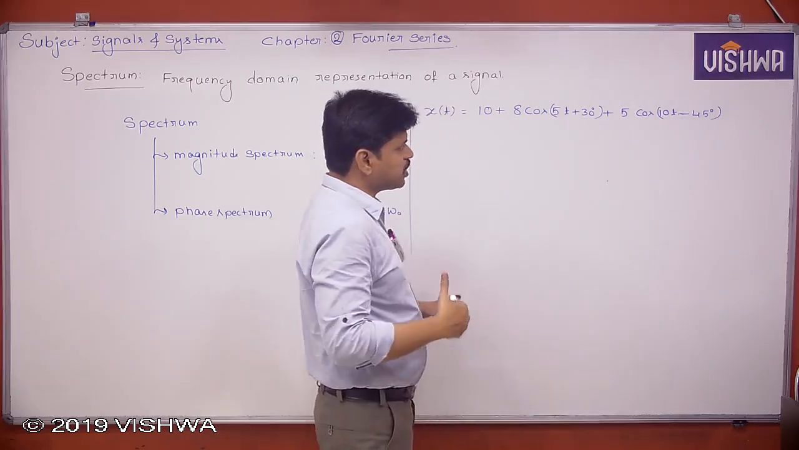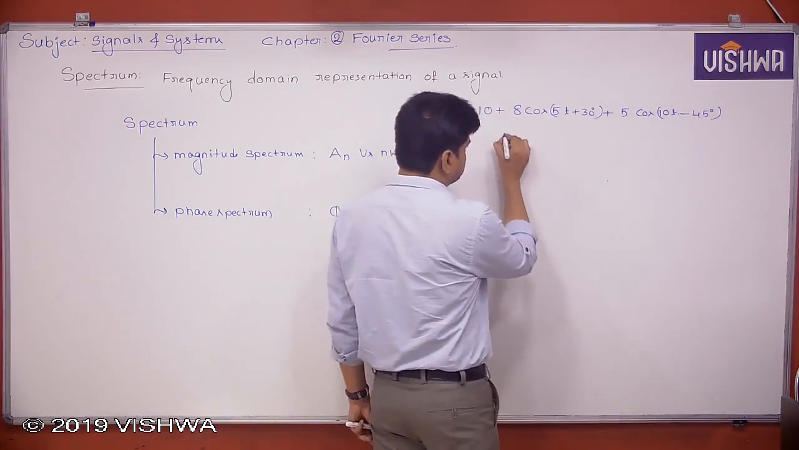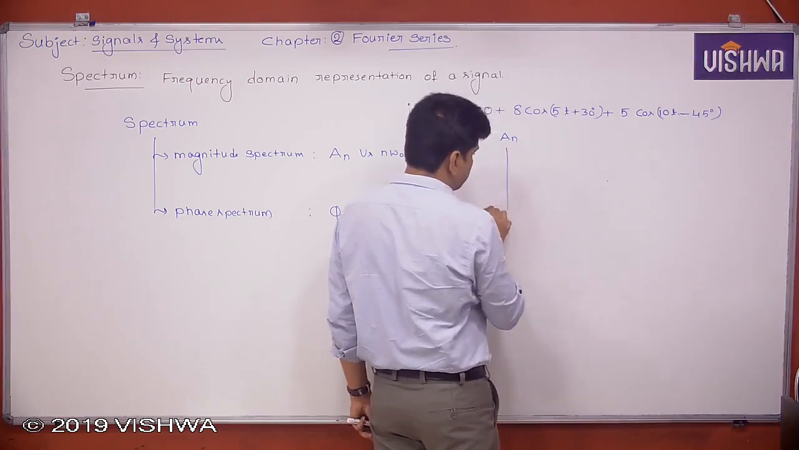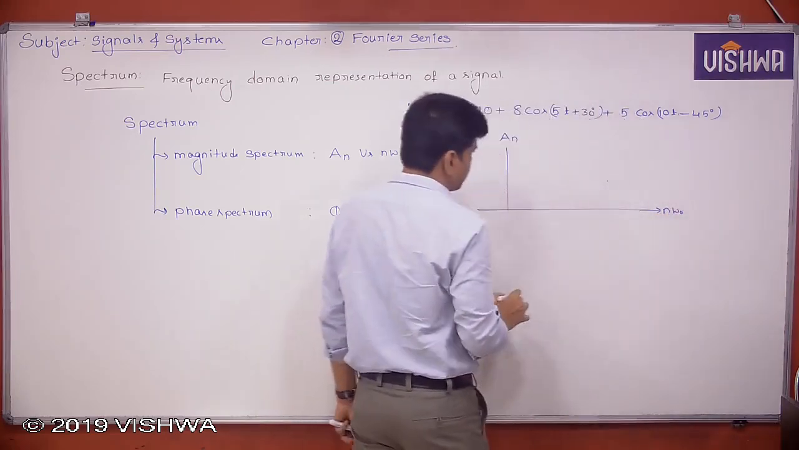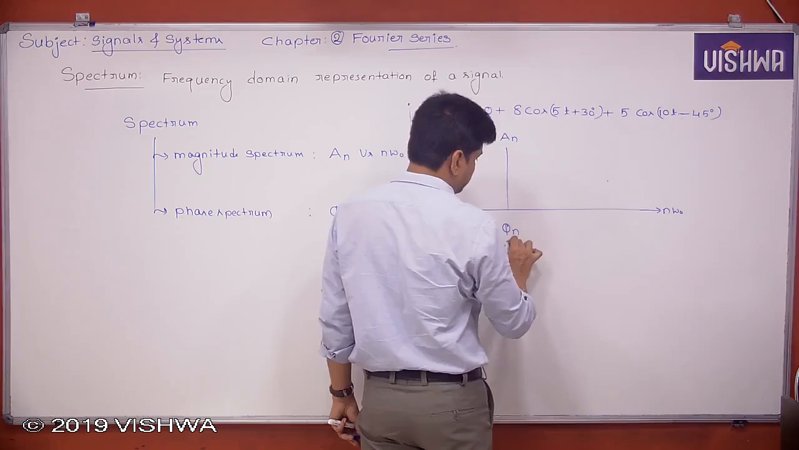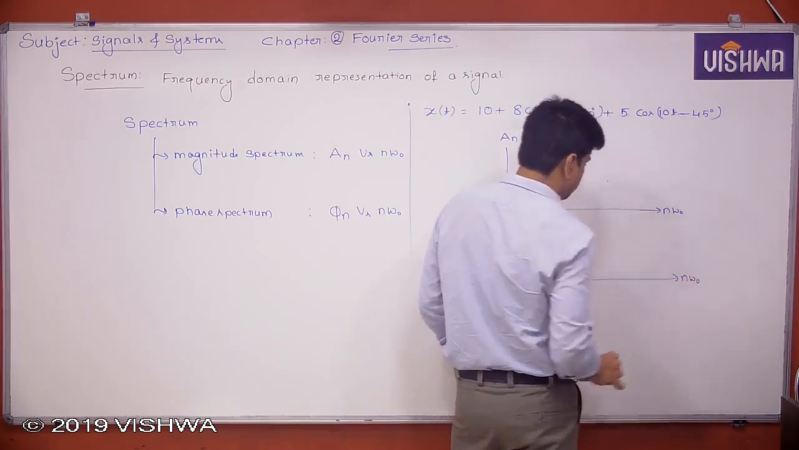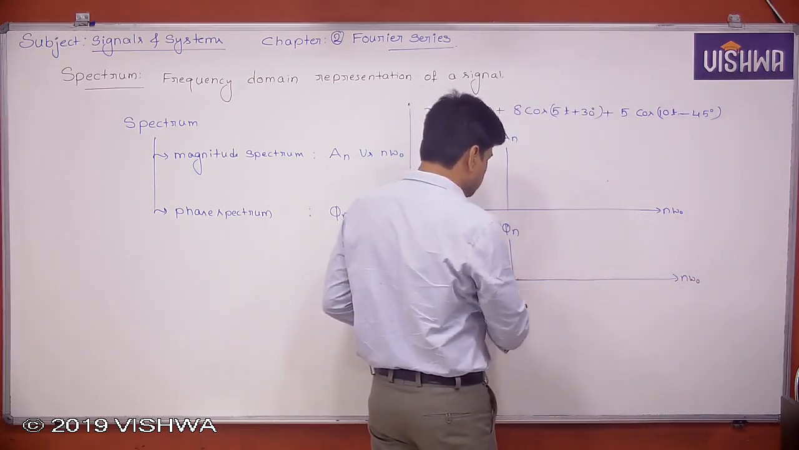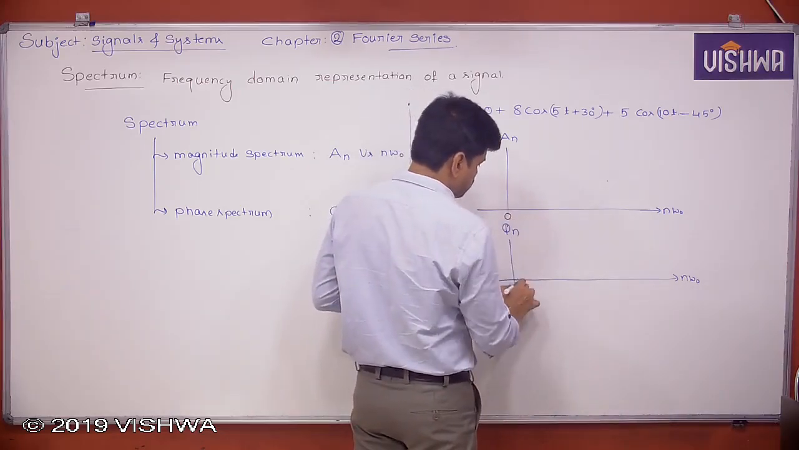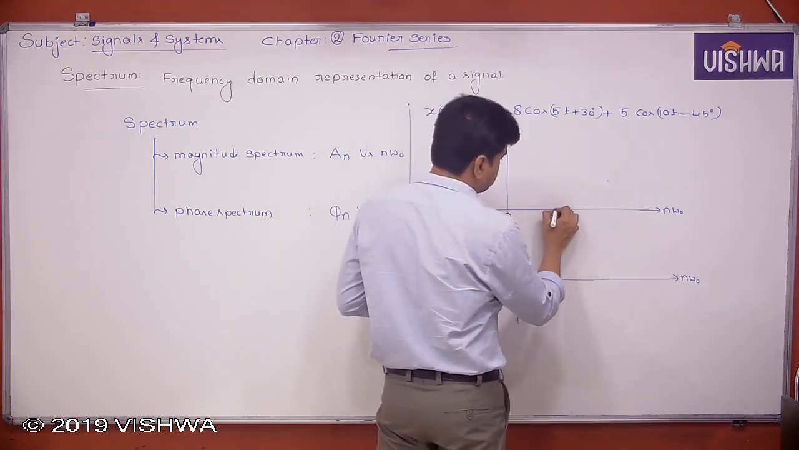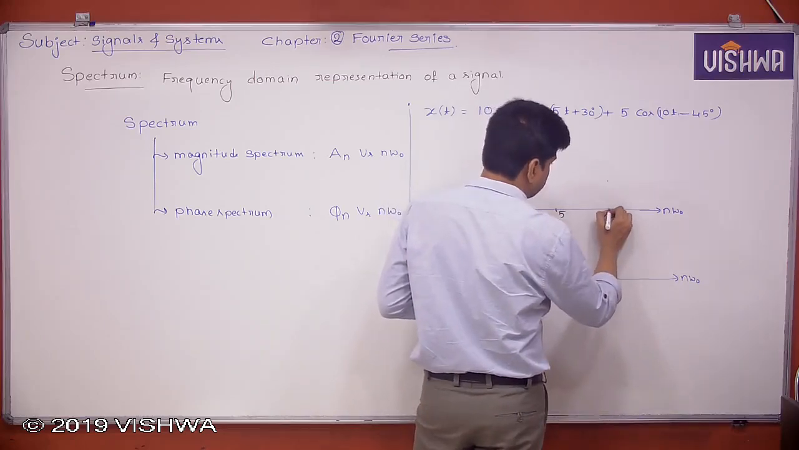If this is the wave, how can we represent the spectrum? I told you we have the magnitude spectrum and the phase spectrum. The magnitude spectrum is An versus n omega naught, whereas the phase spectrum is phi n versus n omega naught. So what frequencies do we have? First zero frequency, next frequency 5, next frequency 10.